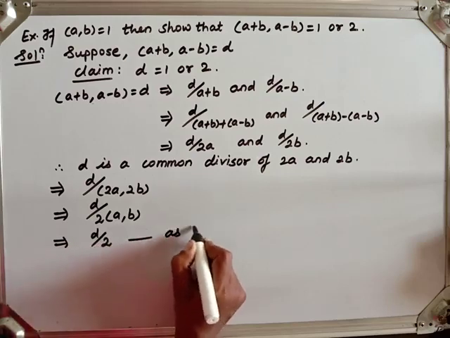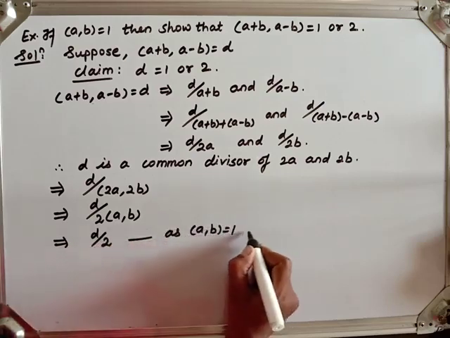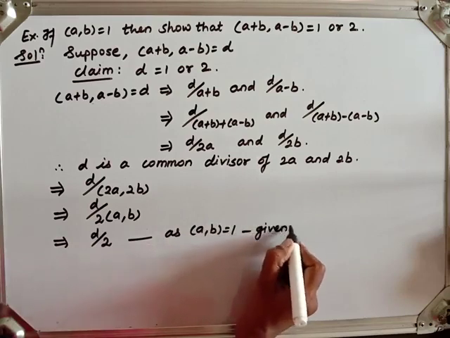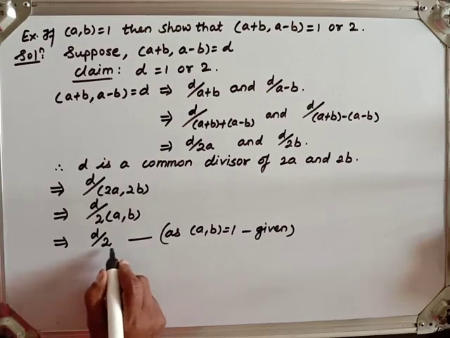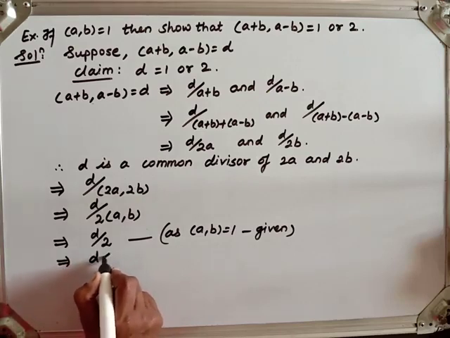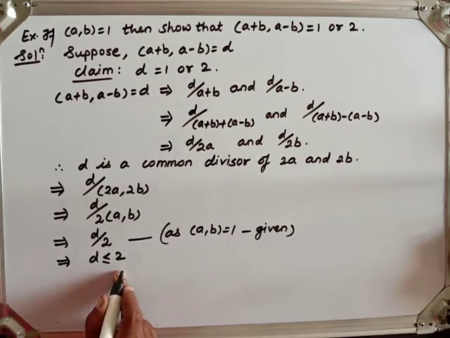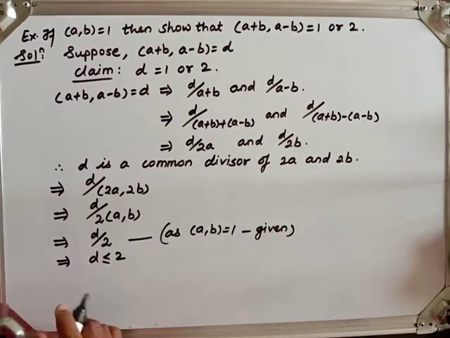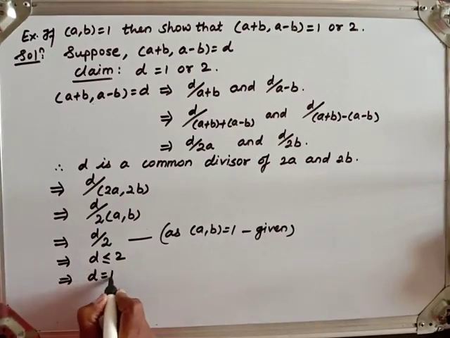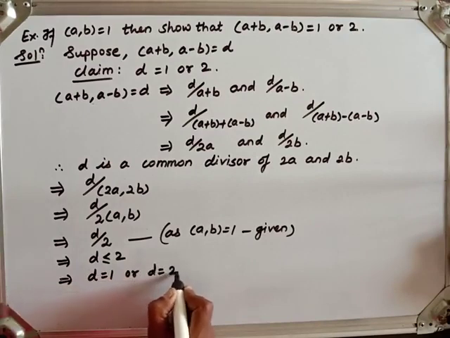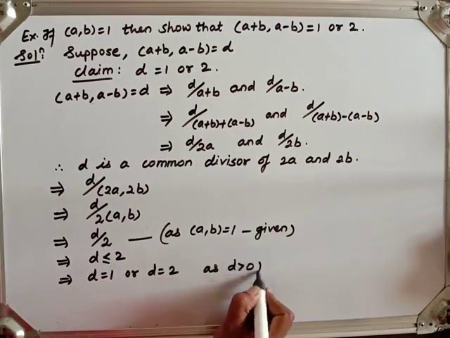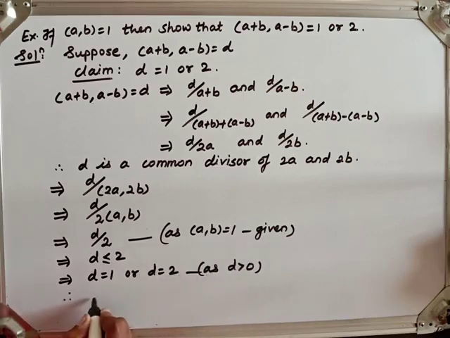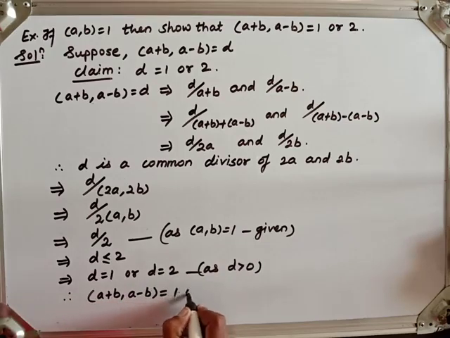Why? As the GCD of a and b is equal to 1. This is given to us. Fine. Now d divides 2. So by the property of divisibility, d is less equal 2. d is positive because it is a GCD, so it is either 2 or 1. So this gives d is equal to 1 or d is equal to 2, as d is strictly positive. Fine. Therefore, the GCD of a plus b and a minus b is 1 or 2. This is the answer of this one.